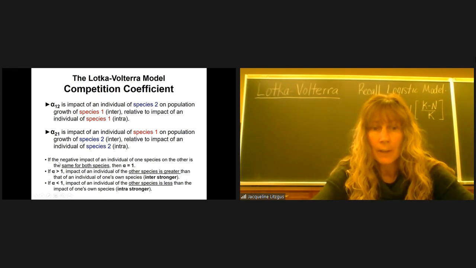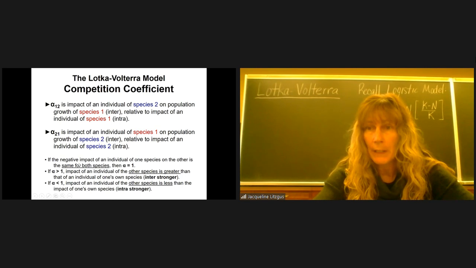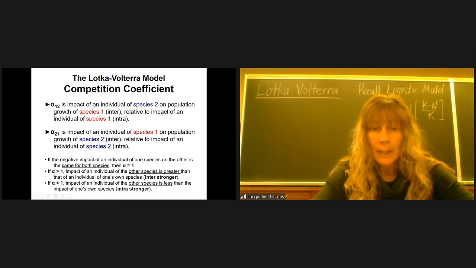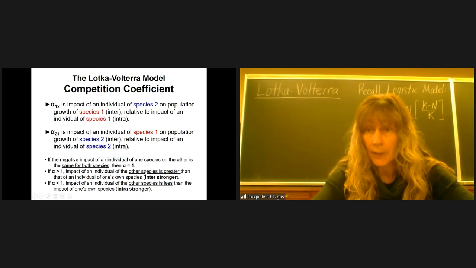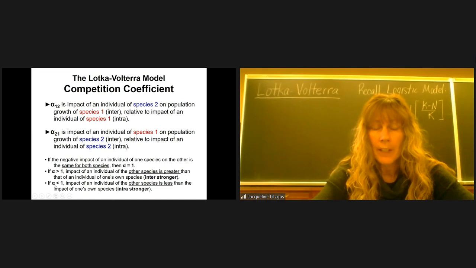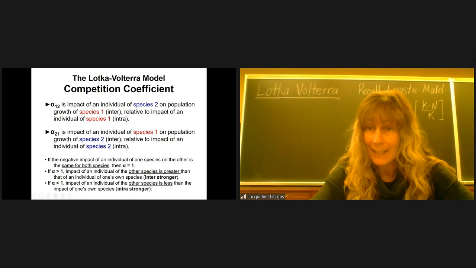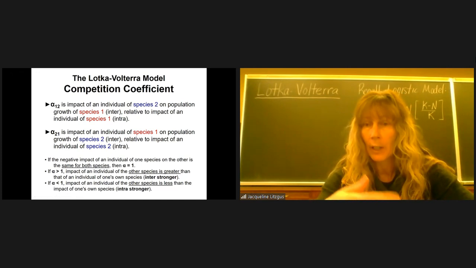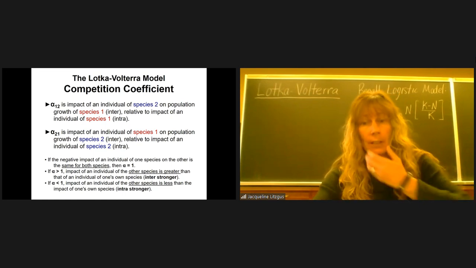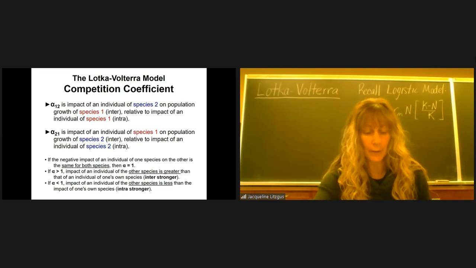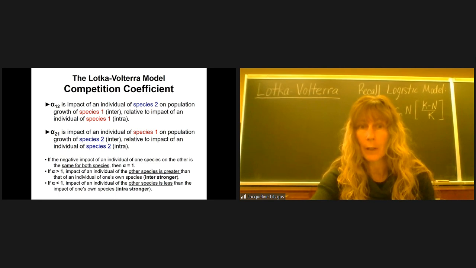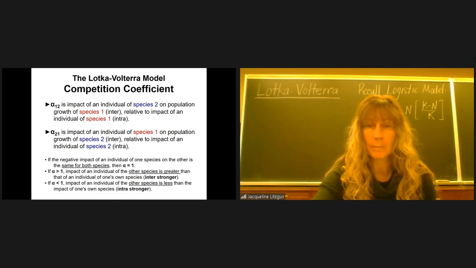So again, if the impact of the two species is the same, you have an alpha value of one. If alpha is greater than one, it means that interspecific competition is stronger, the impact of the other species is greater. If the coefficient is less than one, then the impact of the other species is less, right? So that means intraspecific competition is stronger, because the impact of your own species on yourself is greater instead, okay? So that's how those competition coefficients play out.